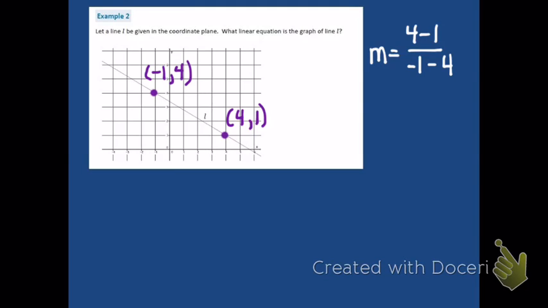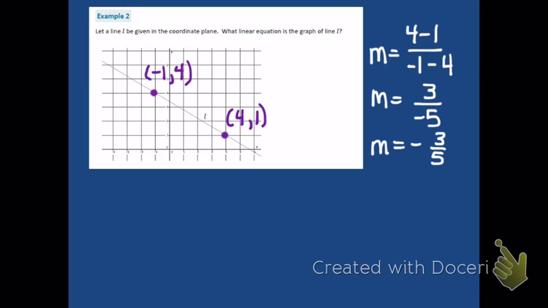And divide that by the difference in the x coordinates. So I've got -1 minus 4. Notice since I started with this point, -1, 4, I kept it in the first position both times. That will give me the correct sign on my slope. All right, and so if I straighten that out, I'm going to get 4 minus 1 is 3, -1 minus 4 is -5, so that gives me a slope of -3/5.